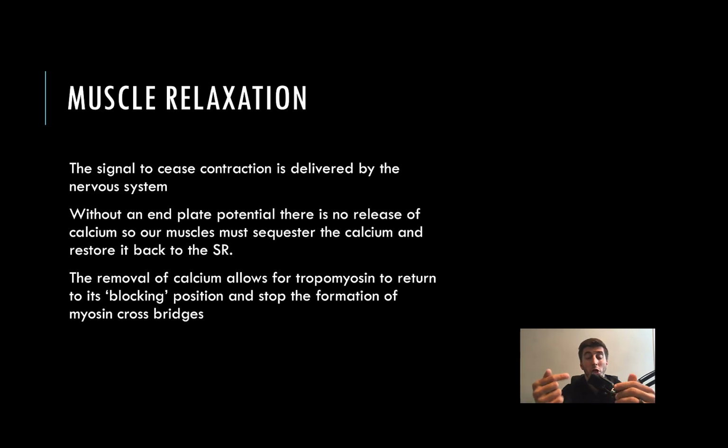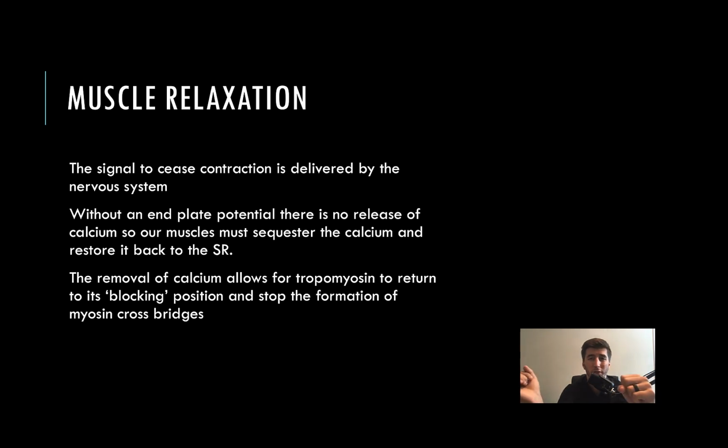When there's a lack of an end plate potential, when there's a lack of a depolarization of the muscle cell, we're not going to have a release of calcium. And without the release of calcium, our bodies are going to just sequester that calcium and put it back where it belongs in the lateral sacs, terminal cisternae, sarcoplasmic reticulum, whatever you want to call it. It's actually the removal of calcium from troponin that reforms the tropomyosin block and does not allow myosin cross bridges anymore. So that's essentially how muscle relaxes.